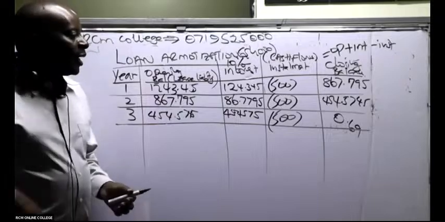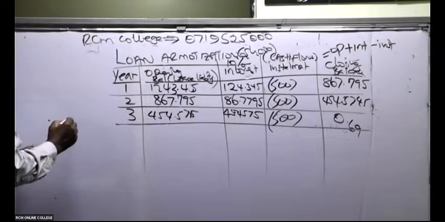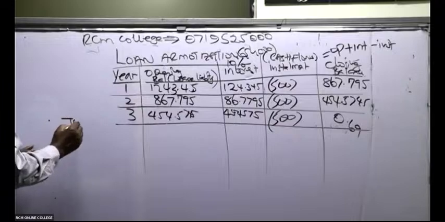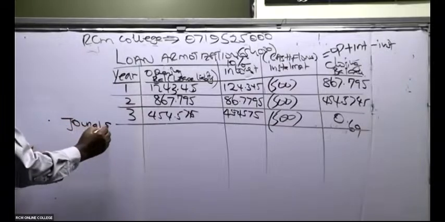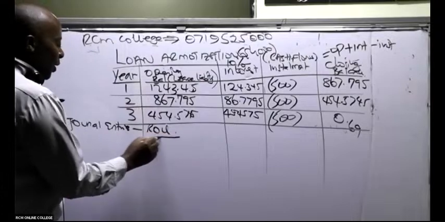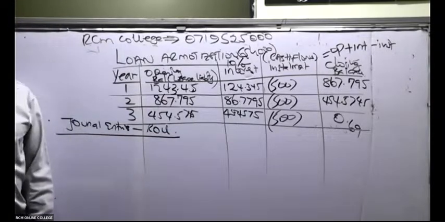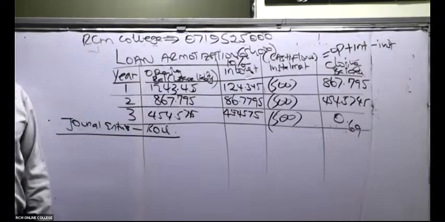Now, ladies and gentlemen, from there, I'll be able to go to the next step. Next step is for you to come and give us the journal entries for the right of use.